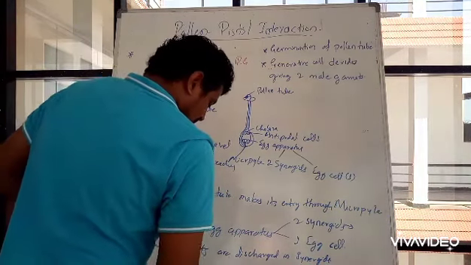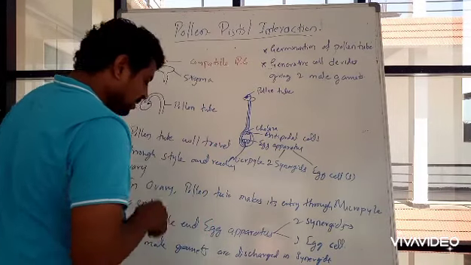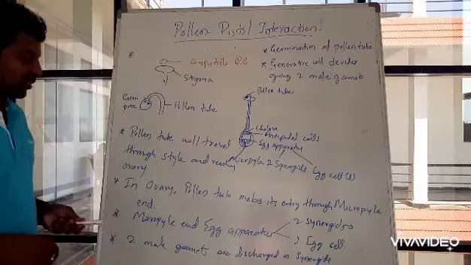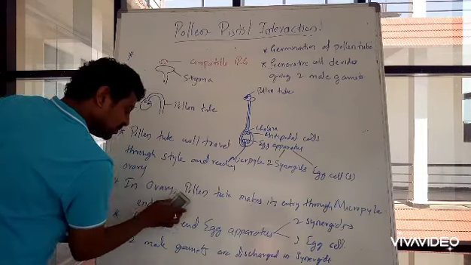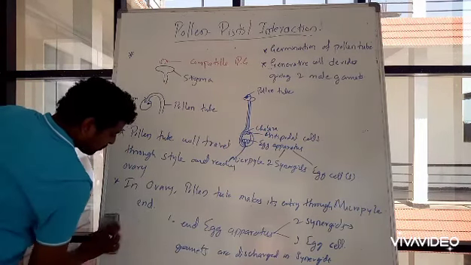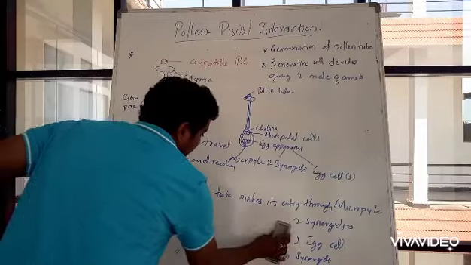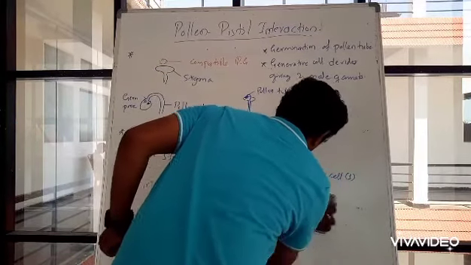Now we will try to understand the next concept, which is known as artificial hybridization.